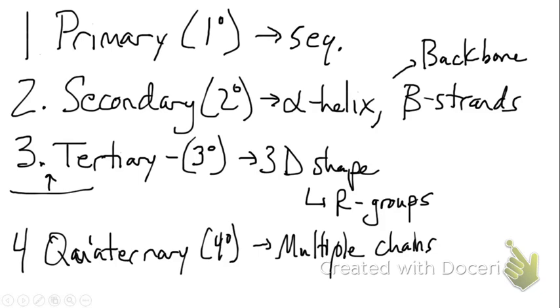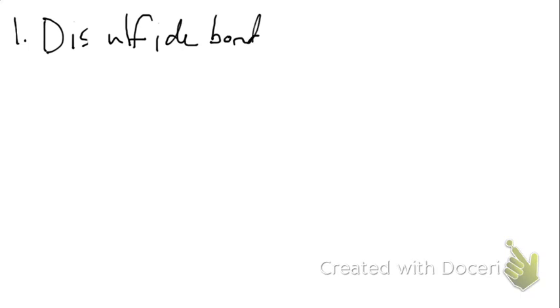So we said tertiary structures are based on the long-range interactions between different R groups. So what are some of those interactions? How are they held together? We're going to look at some of the most common ones. The strongest one is a disulfide bond. The reason why this is the strongest is because it's a covalent bond between two cysteine residues.